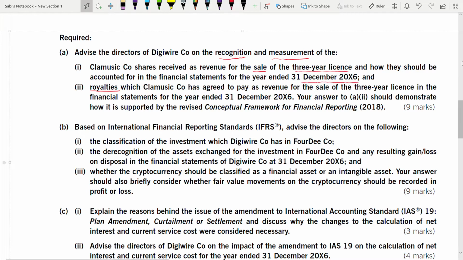Now, my dear students, when you go to the SBR exam, please make a note of this. The revised Conceptual Framework for Financial Reporting 2018. What is included here? Please know it. How an asset, liability, income, expenses and equity are defined under this. You have to know it. So the second part of it should also demonstrate how it is supported by this, not just royalties, right?